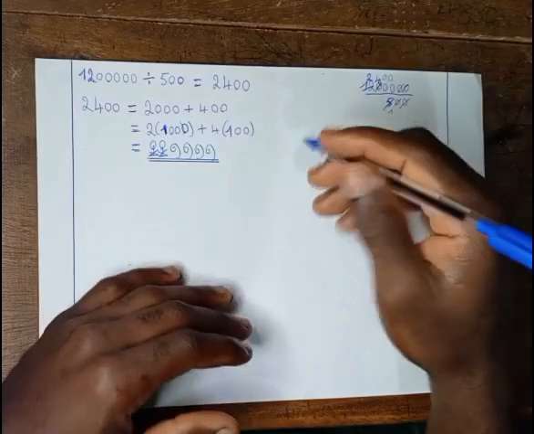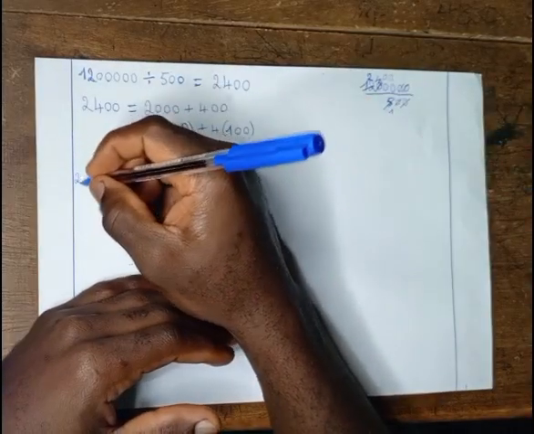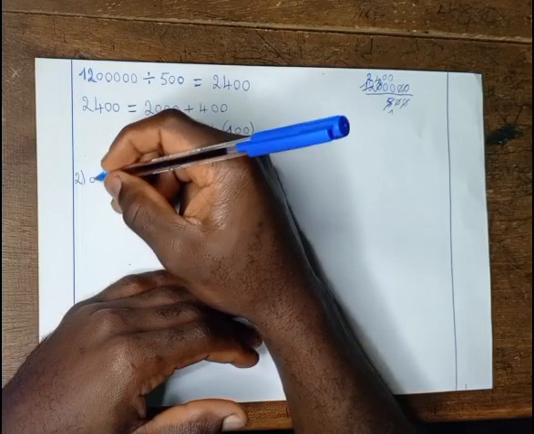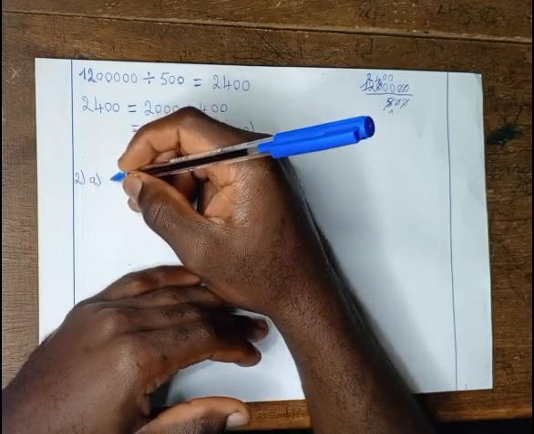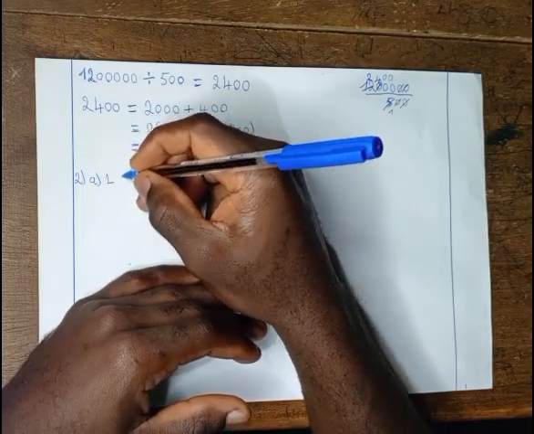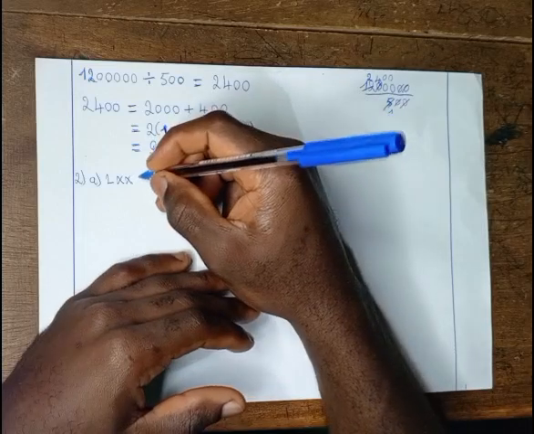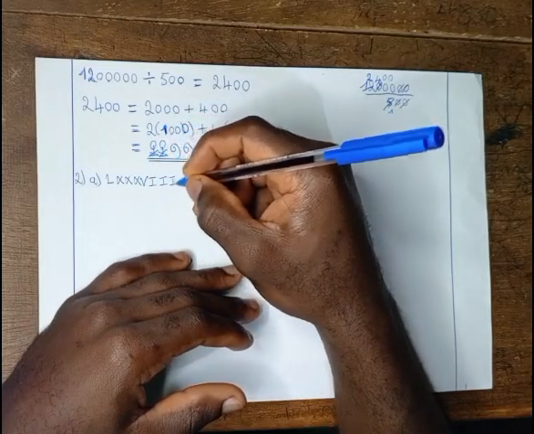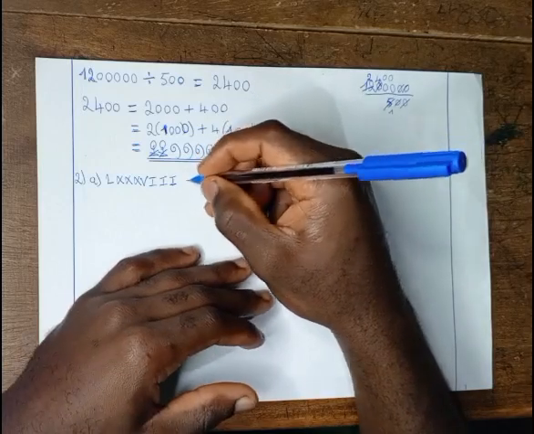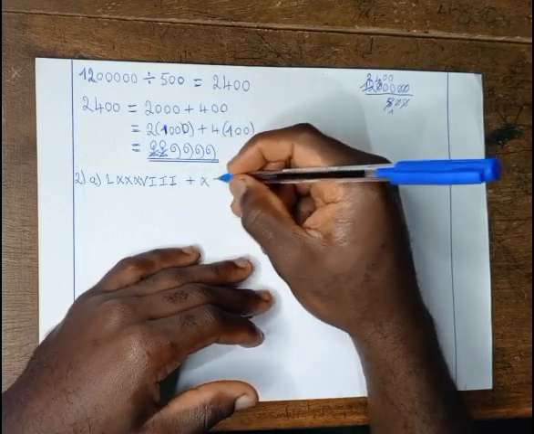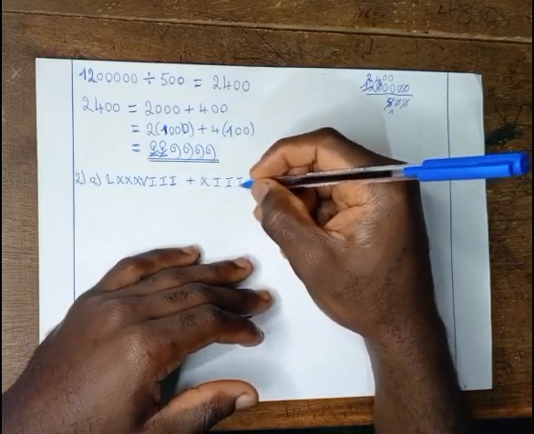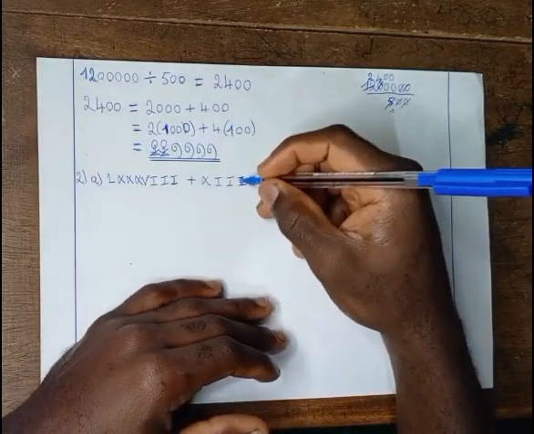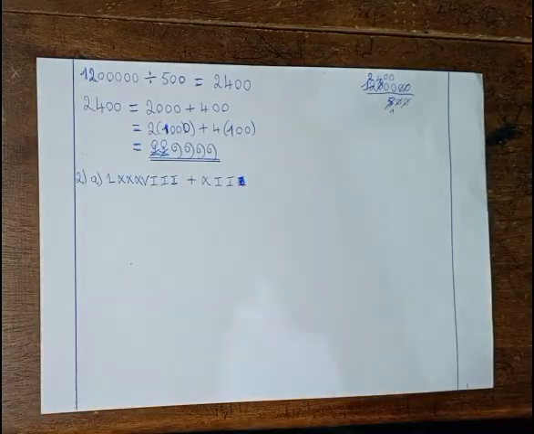Next, now we go to question 2. Question 2 says evaluate the following. Question 2a, we have the first number L, X, X, X, V, I plus X, I. No, plus XII. This other I is not there.